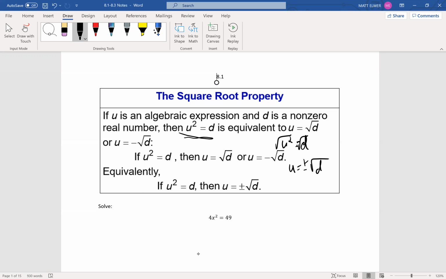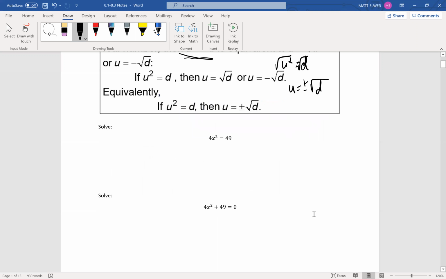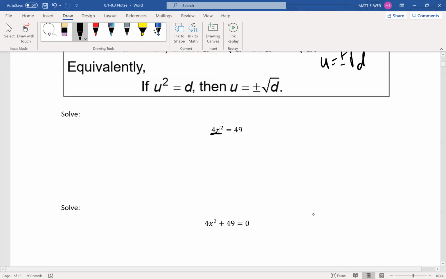Okay, so we're going to use that property to find the answers for variables. We usually just use x. So if we go down to our first example here, we have 4x squared is equal to 49. The first thing I'm going to do to solve this is start simplifying the side with the variable on it. So the very first thing I can do is divide both sides by 4, and I get x squared is equal to 49 over 4.